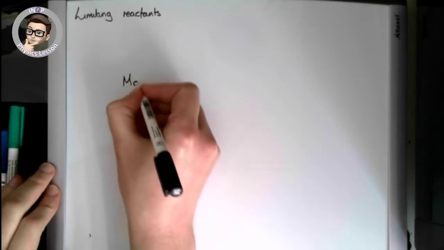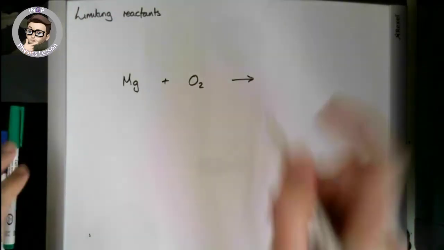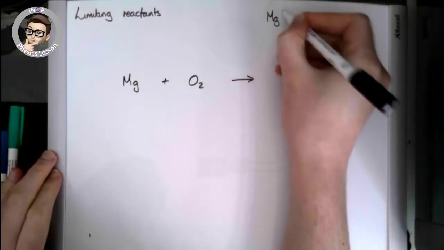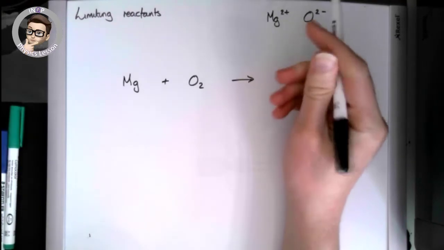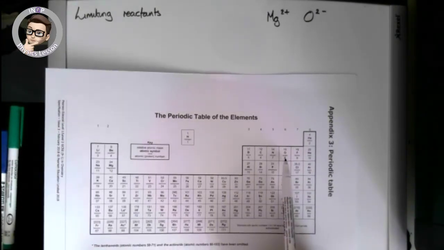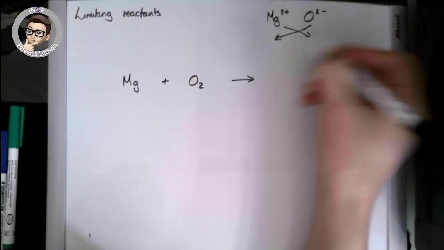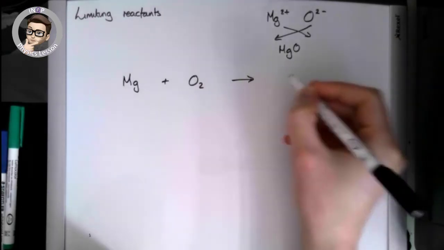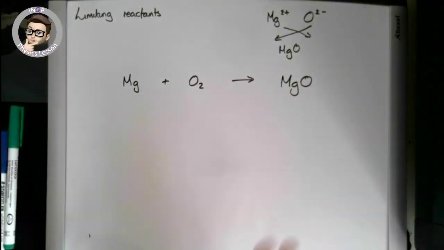So let's start by looking at Mg plus O2 leading to magnesium oxide. Let's very quickly do our crossover method here, making sure we are remembering that Mg is 2+ because it is in group 2 of the periodic table. Looking back at the periodic table, remember Mg is here, group 2, and oxygen is here, group 6, which means it's going to be 2-, which means I need 1 Mg for every 1 oxygen, so it's going to become MgO. So we've got MgO as our product. Nothing else is a product because everything is contained in that.